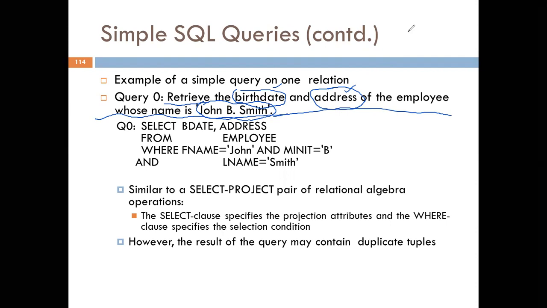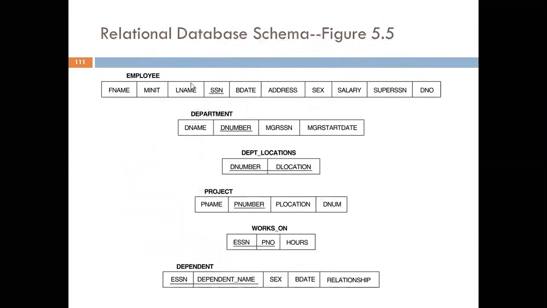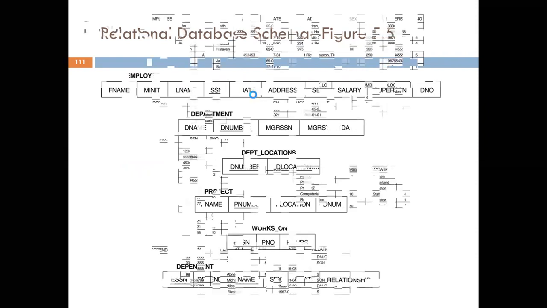In our schema, all this information is present in a single table, that is employee. You can have a look over here: the first name, middle name, last name, then address and birth date. All the information that is required is present in only one table, that is employee.